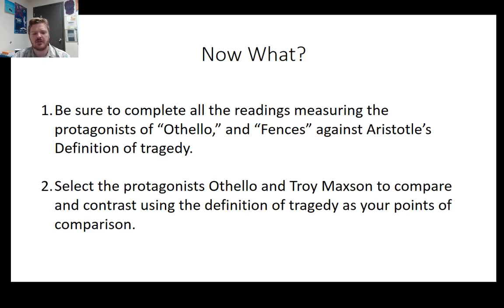Now what? Well, be sure to complete all the readings, measuring the protagonists of Othello and Fences against Aristotle's definition of tragedy. So you need to read the plays and you need to pick out specific quotes, specific lines from each play that illustrate each of the elements of the tragic hero, and you need to set that up as a compare and contrast essay. Select the protagonists Othello and Troy Maxon to compare and contrast using the definition of tragedy as your points of comparison. And that's it. That's all that's involved in the essay.